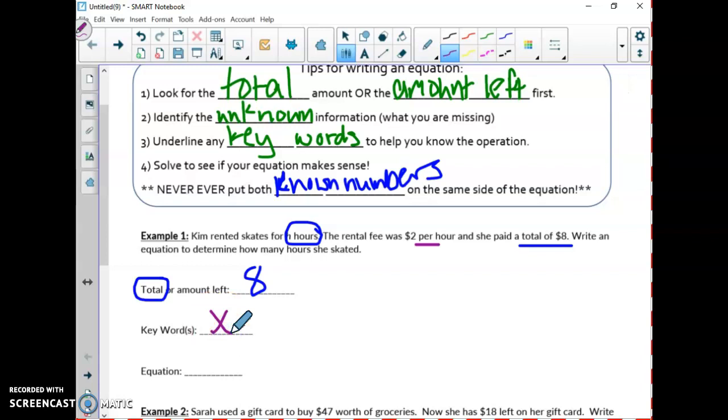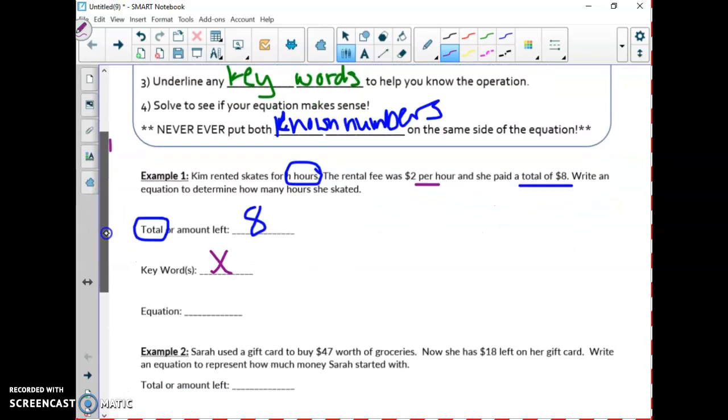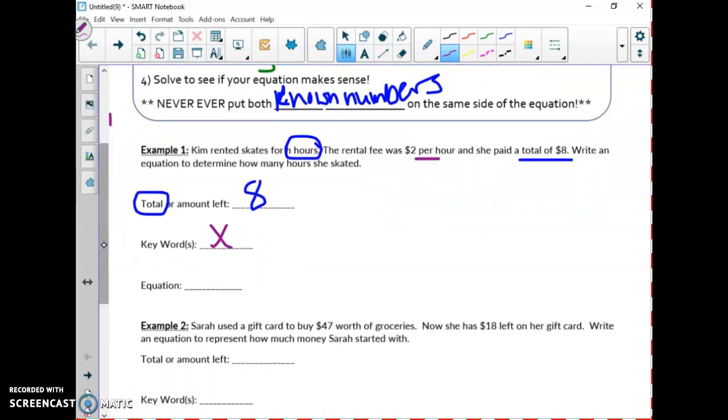All right, so now we have to write our equation. So basically, we're taking everything that we know and we're putting it together. So remember that we never want to put both of our known numbers on the same side of an equal sign. Well, my two known numbers are $2 per hour and then a total of $8. Now think back to what we said whenever we were talking about the total. Where does that total number go? On the left-hand side of the equal sign or the right-hand side of the equal sign?